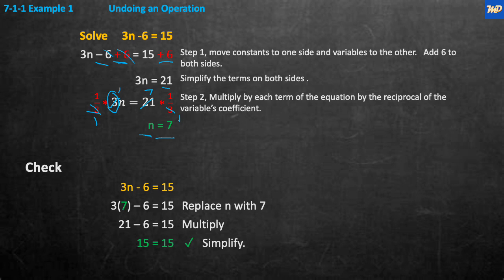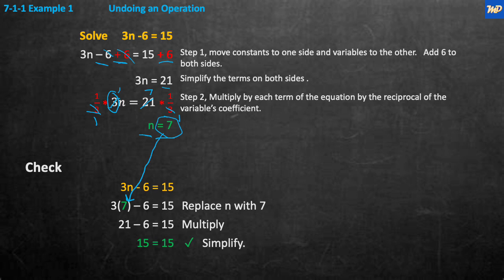Let's see if it worked correctly or not. So we started with 3n minus 6 equals 15. So where the n was, we replace it with the answer, which is 7. So we put the 7 down here into the equation. So now we get 3 times 7 minus 6 equals 15. Well, does it? So let's simplify it here.